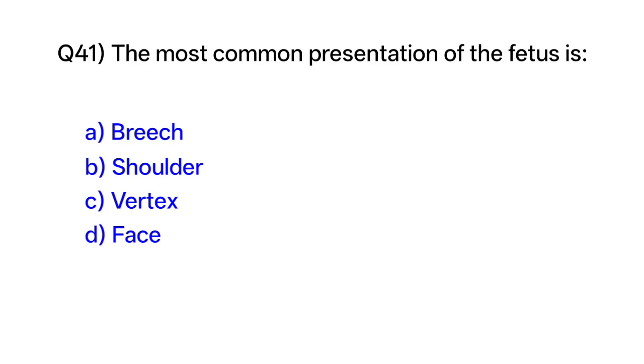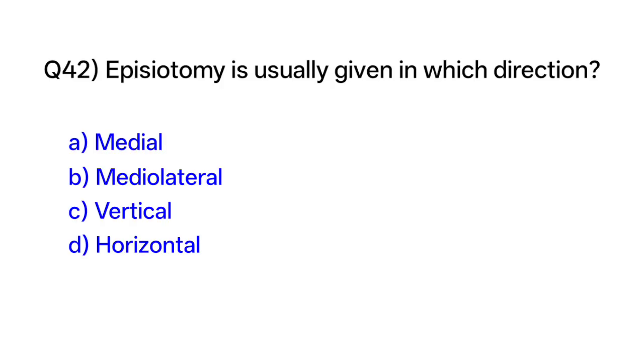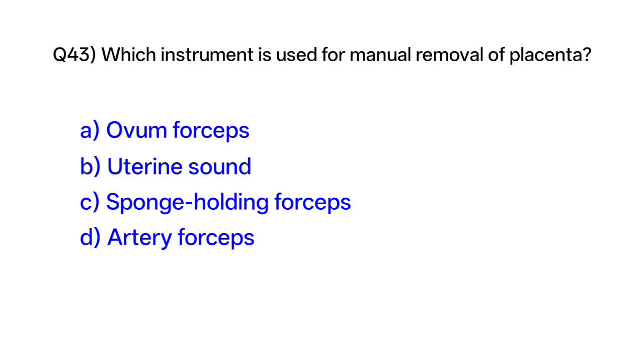Question number 41. The most common presentation of the fetus is. The correct option is C, cephalic. Question number 42. Episiotomy is usually given in which direction? The correct option is B, mediolateral. Question number 43. Which instrument is used for manual removal of placenta? The correct option is A, ovum forceps.